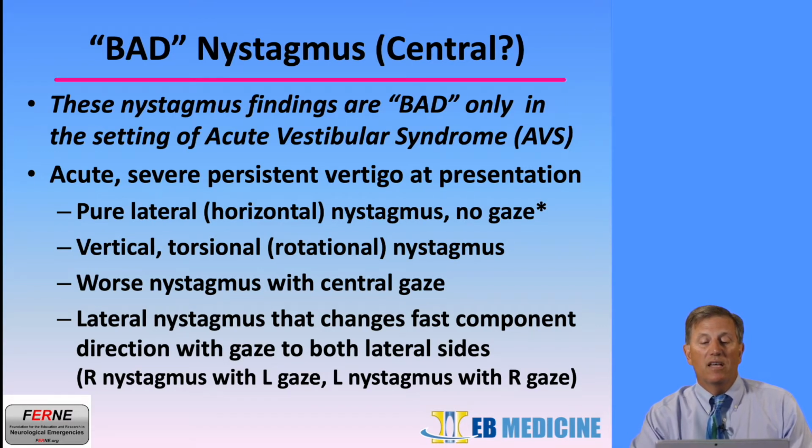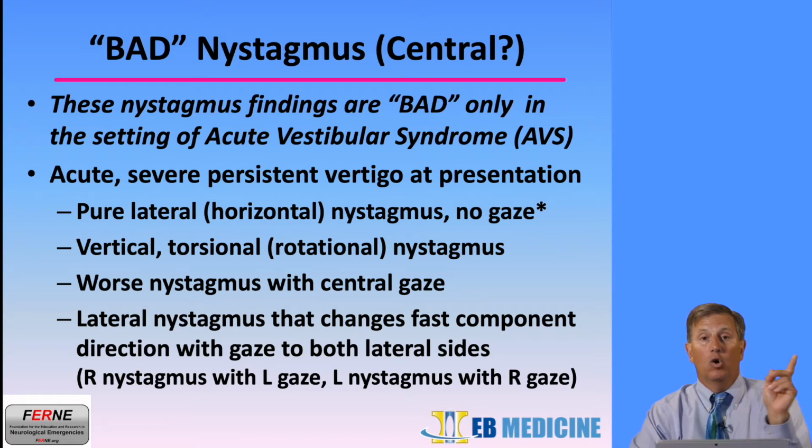So what are those again? In acute vestibular syndrome, those nystagmus findings that suggest a central etiology such as posterior stroke include pure lateral horizontal nystagmus without gaze stimulation, vertical nystagmus, rotational or torsional nystagmus, worsening nystagmus with central gaze, and lastly, lateral nystagmus that changes its fast component direction with gaze to each side.